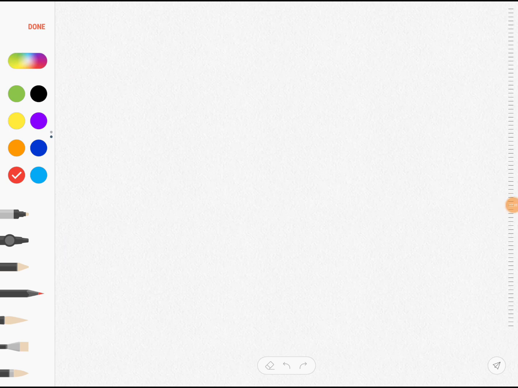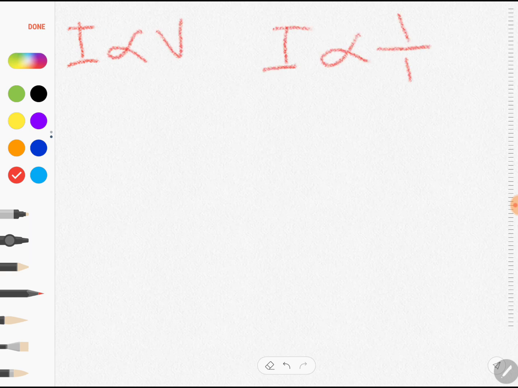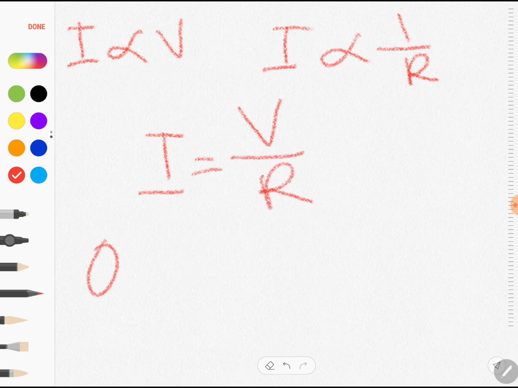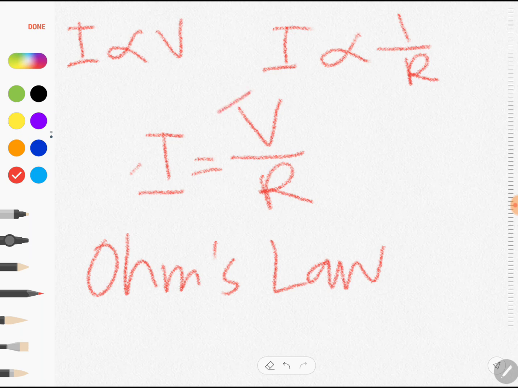So, combining those relationships, that current is directly proportional to voltage and current is inversely proportional to resistance, we now have this formula that current is equal to voltage over resistance. This is a law, and we call this Ohm's law. So Ohm's law states that current is directly proportional to voltage at constant resistance, and current is inversely proportional to resistance at constant voltage.